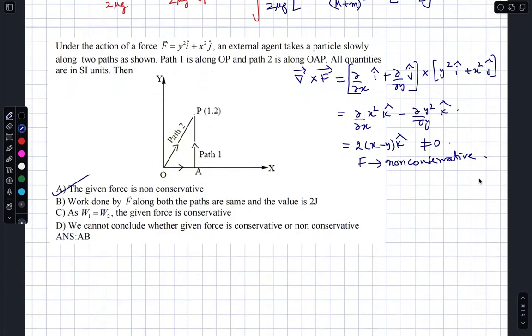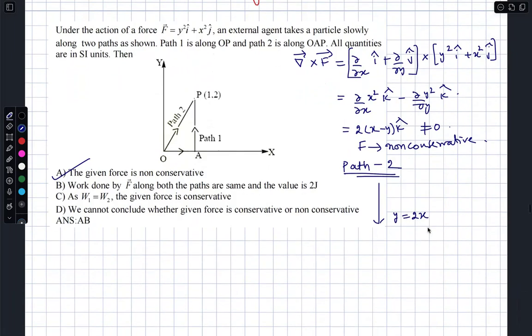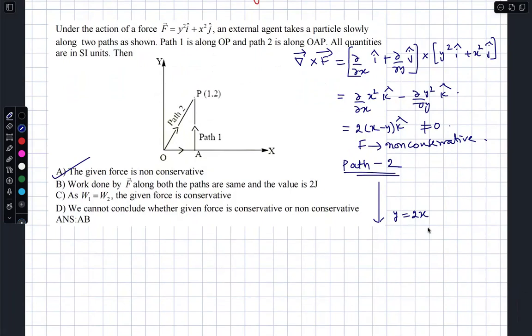Now you take path 1 and path 2. See path 2, you have this line as y is equal to 2x, because it's a line that passes through the origin and the point (1, 2). Y is equal to 2x. Put x is equal to 1, y coordinate is 2. Now in this I have dy is equal to 2 dx also.